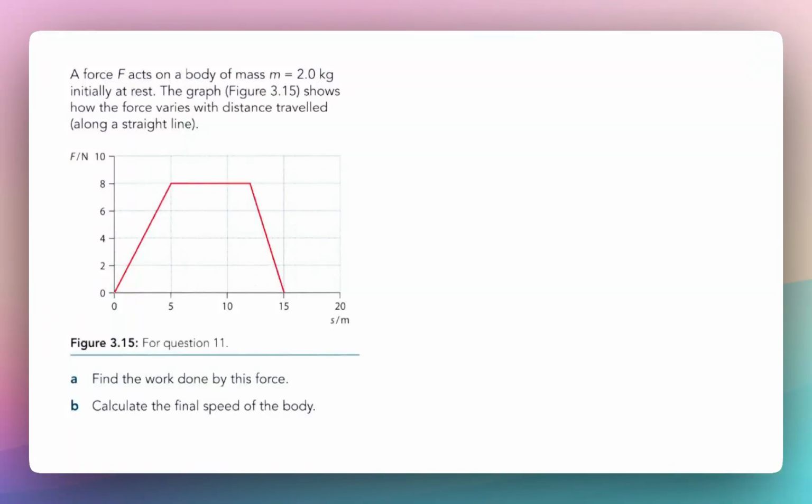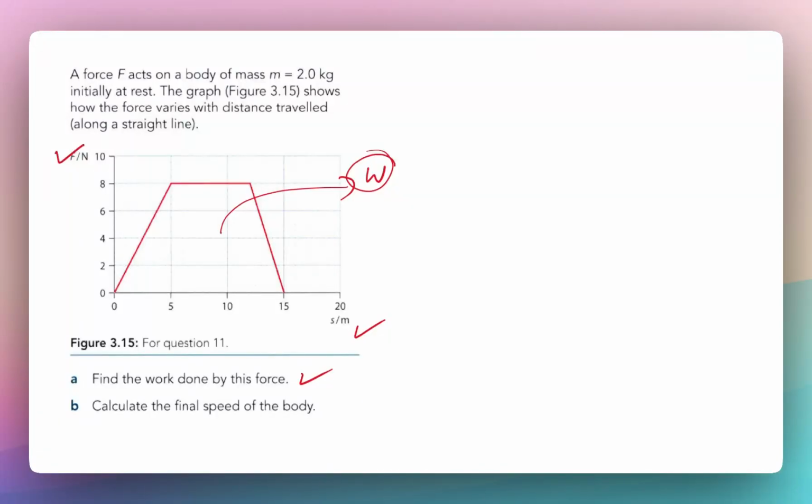So the question says a force F acts on a body of mass 2 kilogram, which is initially at rest. The graph shows how the force varies with the distance traveled along a straight line. So we are given a graph of force versus displacement. Clearly we know that if we find the area, we are going to get the work done, as we have seen in the previous problems. So the area under the curve of the force-displacement graph can simply give us the work done. That's what we're asked: find the work done by this force. That's pretty easy. We can simply find this area and we get our answer.